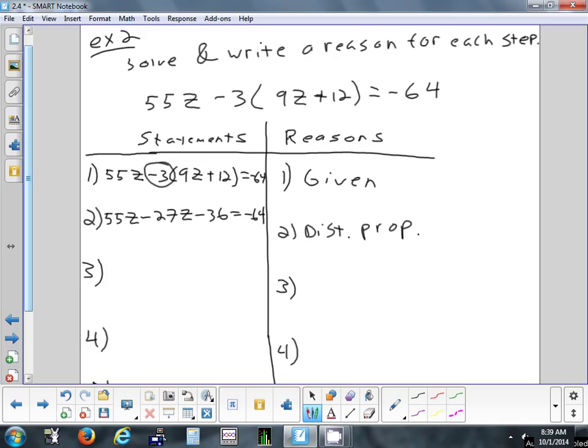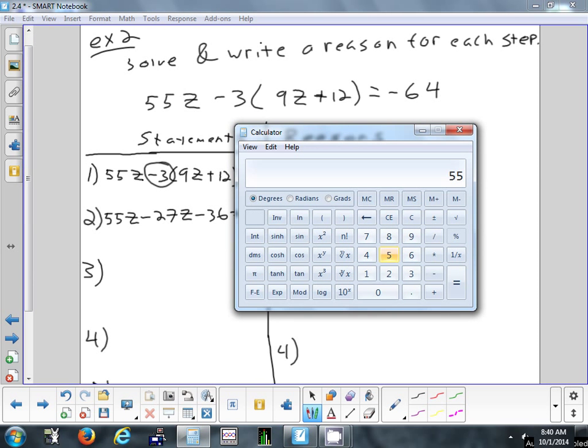Again, not a property we talked about on the other page, but it is one you need to know. Okay, the next step. What would you do with these z's? 55z, take away 27. Sarah? Yeah, we just subtract them.